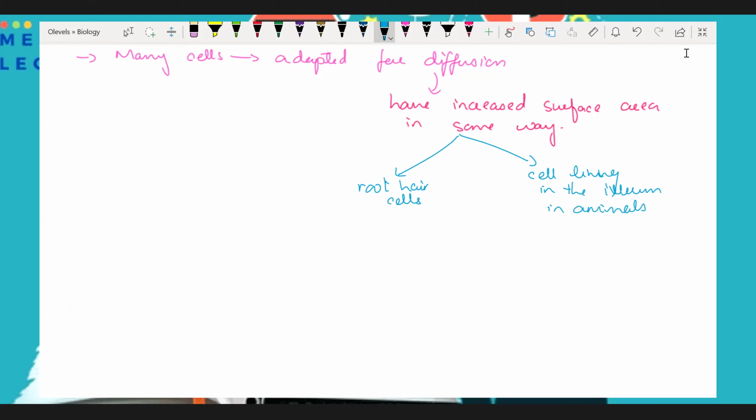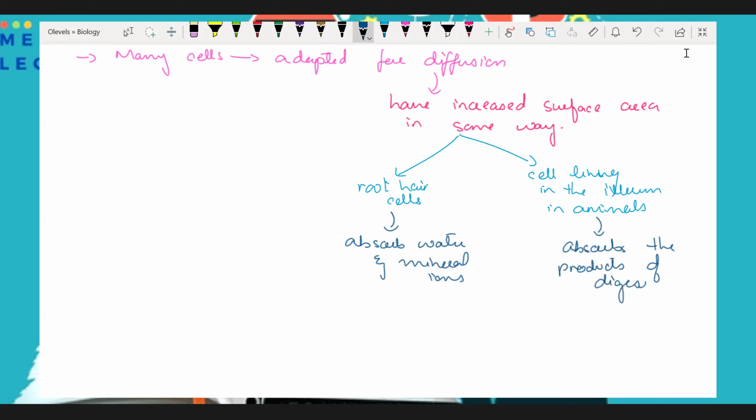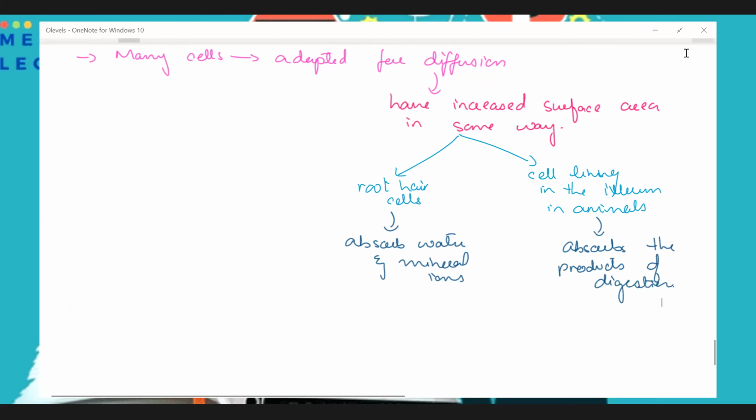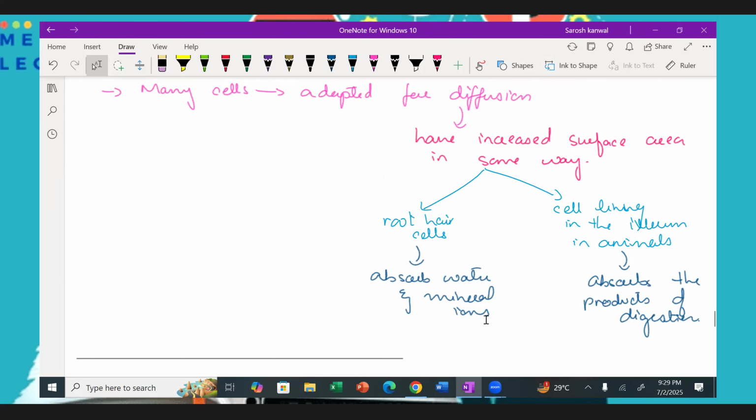Now, what happens in case of these root hair cells? They absorb water through osmosis, and then mineral ions through active transport. And in case of the cell lining, that absorbs the products of digestion, right?